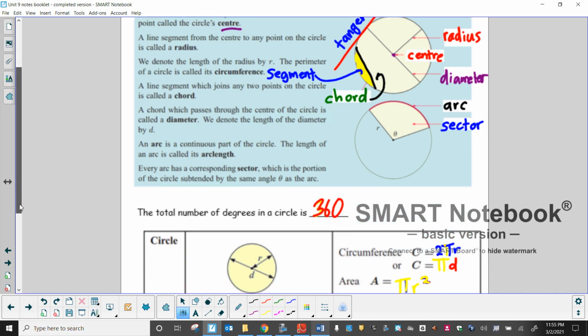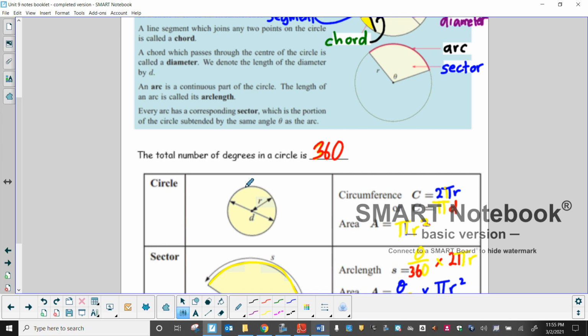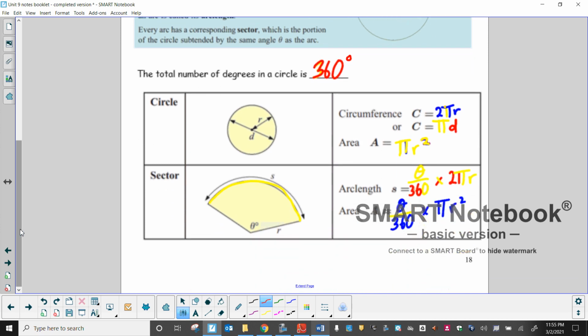Just the thing you might need to remember is the total number of degrees in a full circle, in a full turn, is 360 degrees. Let's put a degree sign on there. So remember, the total number of degrees in a circle is 360 degrees. That applies here. To find the circumference of a circle, remember it is 2 pi r.